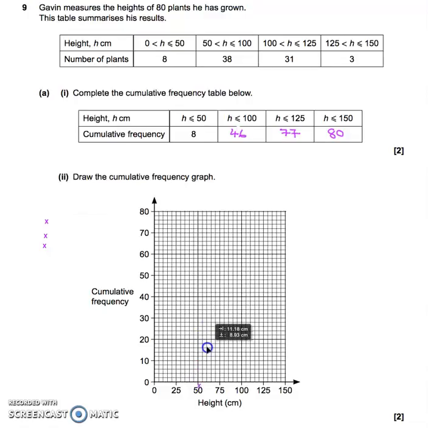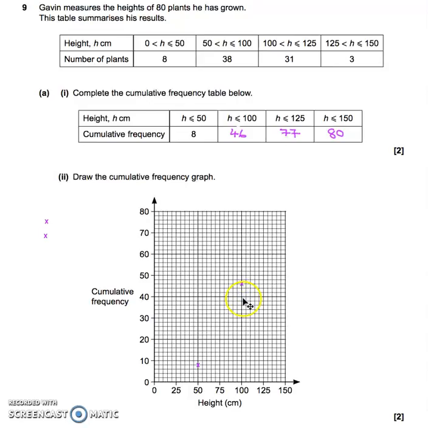Now, I'm going to just plot these points where they need to go. So the first point is at 50 centimetres on the x-axis, the top value in the group data here, and at 8 on the y-axis scale for the frequency. So we've got 50 centimetres up to 8, and that is exactly where that needs to go, because each one of these squares is worth 2 plants. The next cross will be at 100 and at 46, so 2, 4, 6.